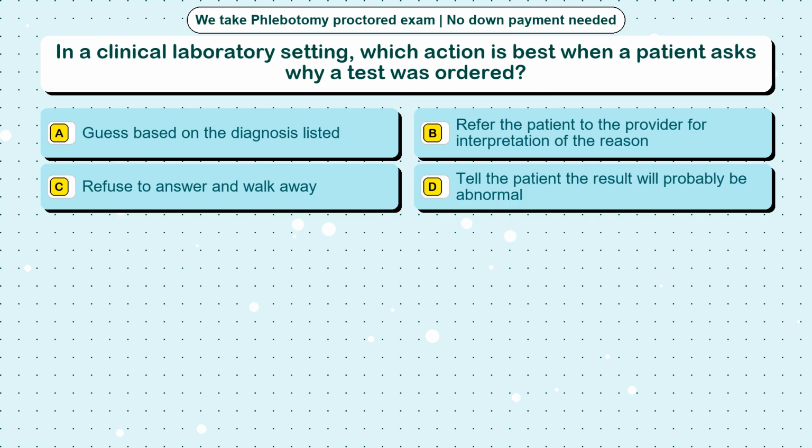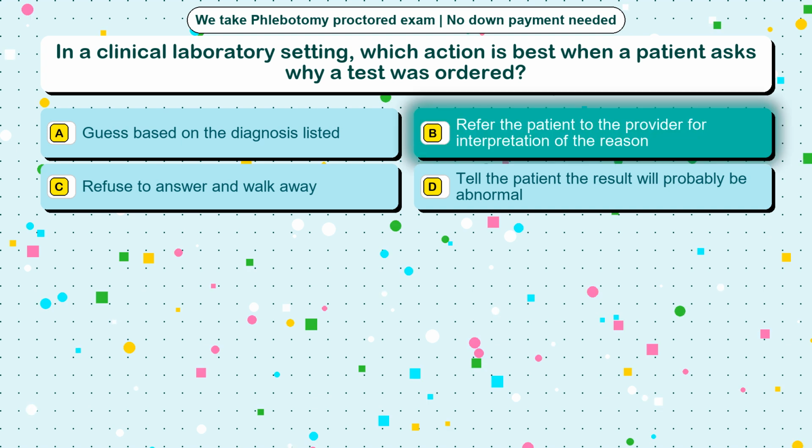Question 50. In a clinical laboratory setting, which action is best when a patient asks why a test was ordered? Option A, guess based on the diagnosis listed. Option B, refer the patient to the provider for interpretation of the reason. Option C, refuse to answer and walk away. Option D, tell the patient the result will probably be abnormal.